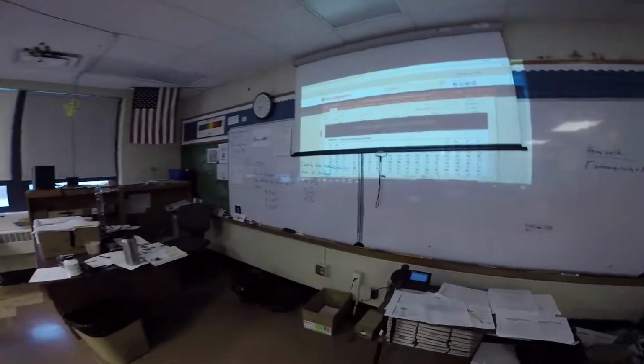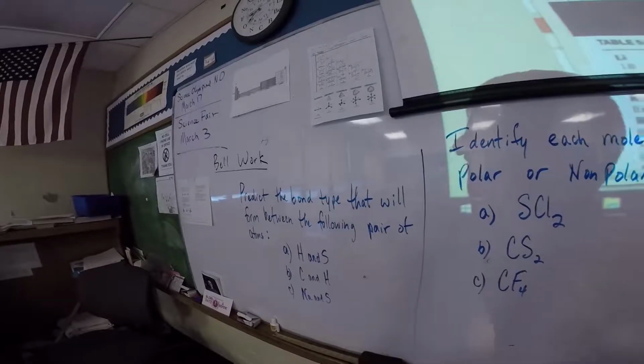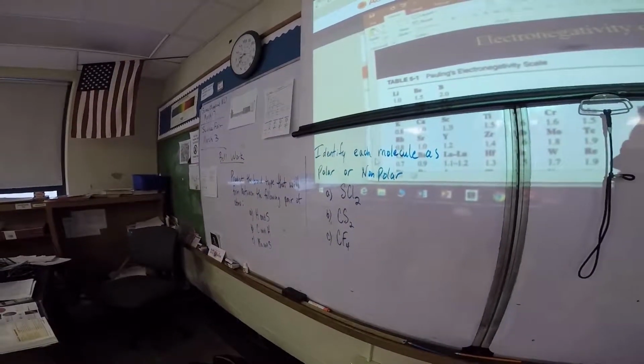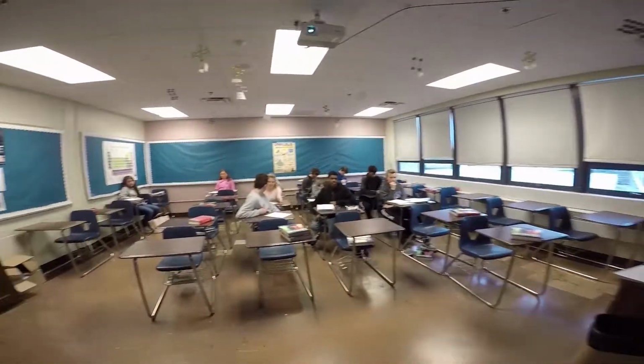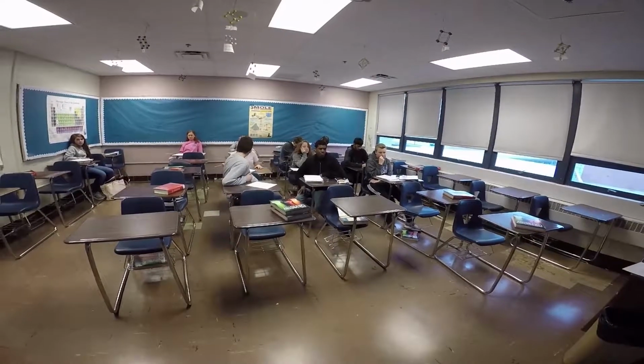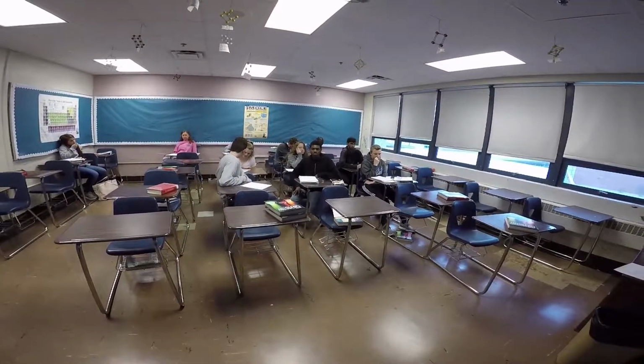Now from yesterday, we want to predict up here with some bell work the bond type that will form between the following pair of atoms and identify each molecule as polar or nonpolar. Remember, this is important because like dissolves like. Polar things like water will dissolve alcohol because it's like.